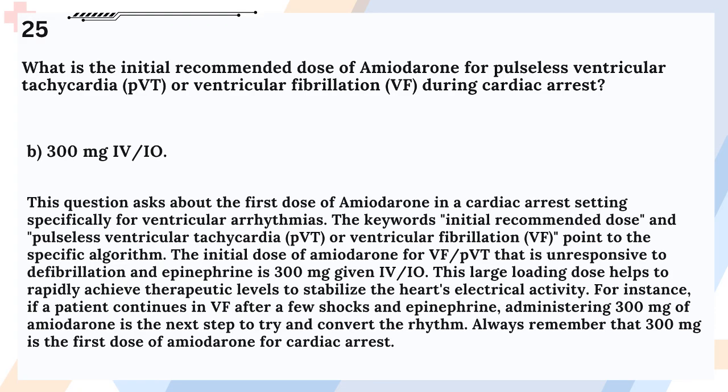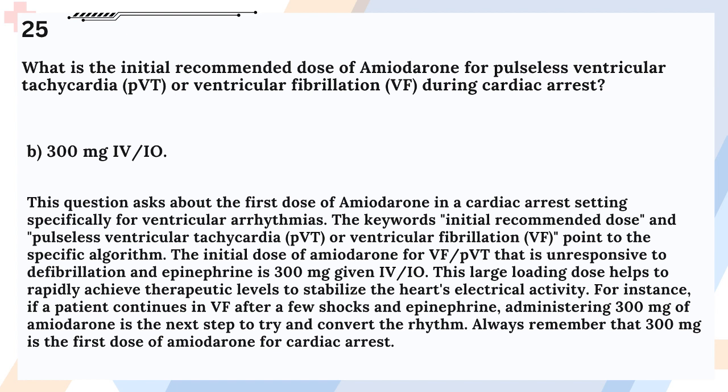Answer B. 300 mg IV/IO. This question asks about the first dose of amiodarone in a cardiac arrest setting specifically for ventricular arrhythmias. The keywords initial recommended dose and pulseless ventricular tachycardia, pVT, or ventricular fibrillation, VF, point to the specific algorithm. The initial dose of amiodarone for VF/pVT that is unresponsive to defibrillation and epinephrine is 300 mg given IV/IO. This large loading dose helps to rapidly achieve therapeutic levels to stabilize the heart's electrical activity.